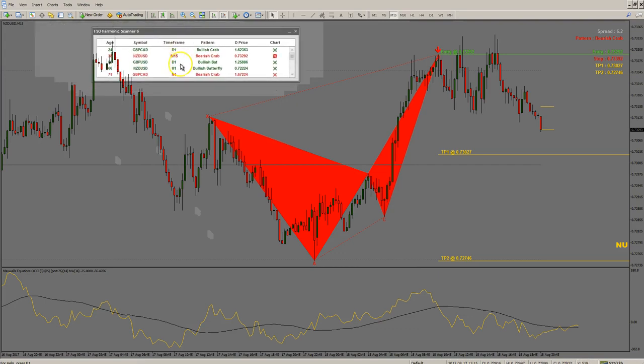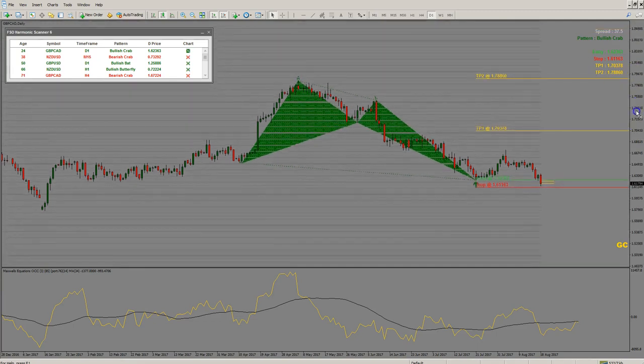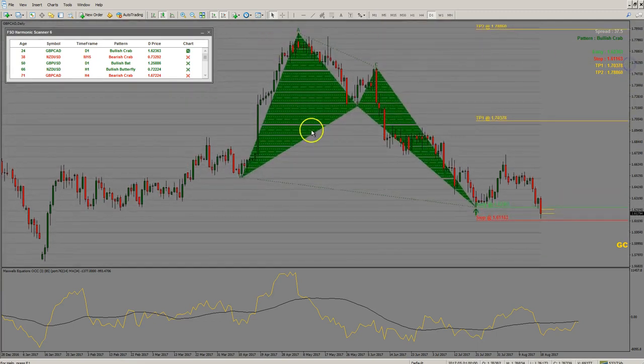So let's take a few examples. Let's start with the first one. Daily time frame. So here, perfect example. Okay, let me first draw some lines to make it easier for you. Okay, yes, that's enough.